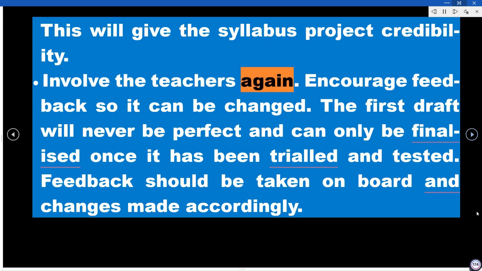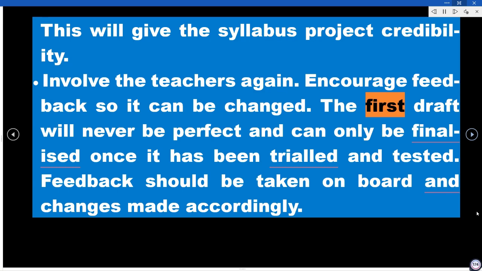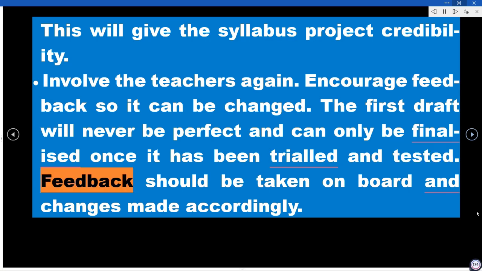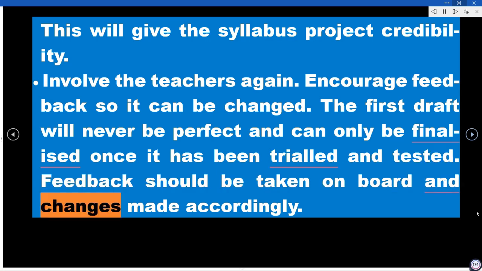Involve the teachers again. Encourage feedback so it can be changed. The first draft will never be perfect and can only be finalized once it has been trialed and tested. Feedback should be taken on board and changes made accordingly.